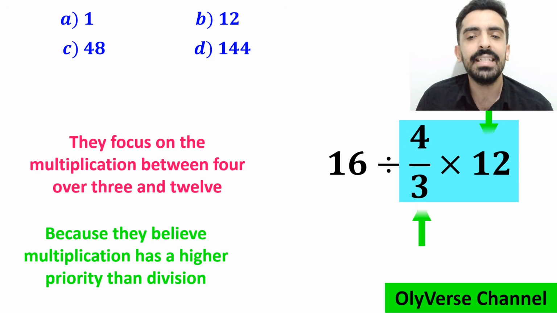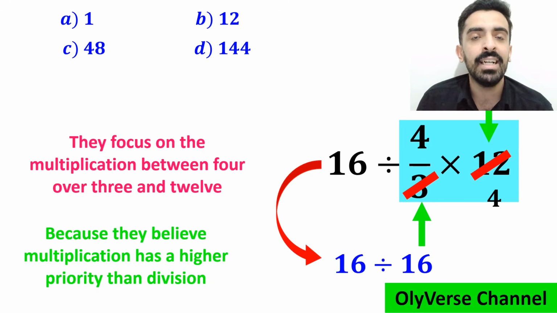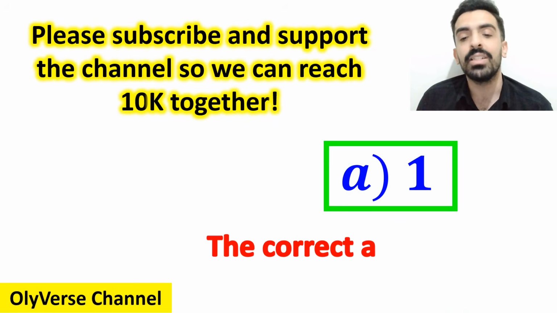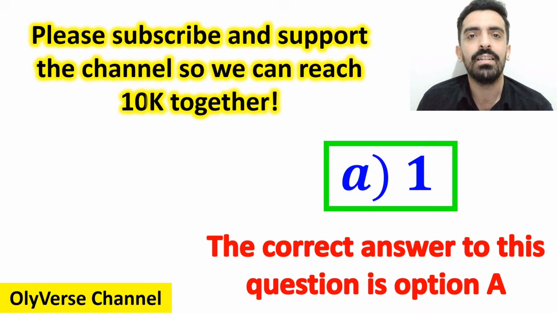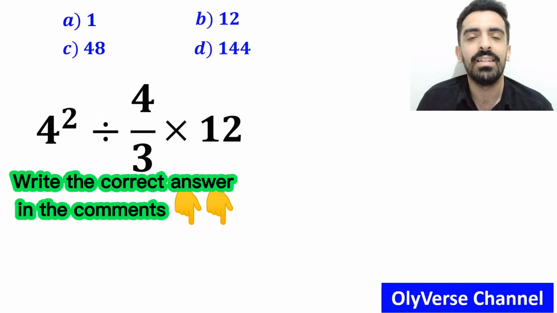As you can see in the image, they simply cancel out 12 with the 3 in the denominator, and this expression simplifies to 16 divided by 16, which finally gives them the answer 1. Immediately, they conclude that the correct answer to this question is option A. But I have to say, we were tricked, and it's not the correct answer to this question.